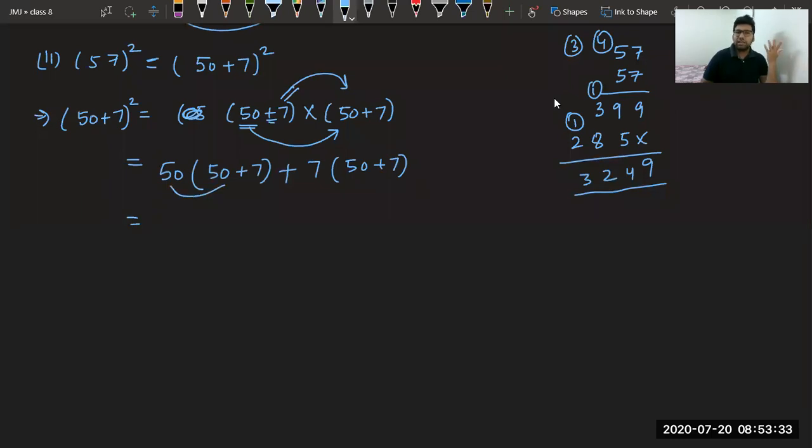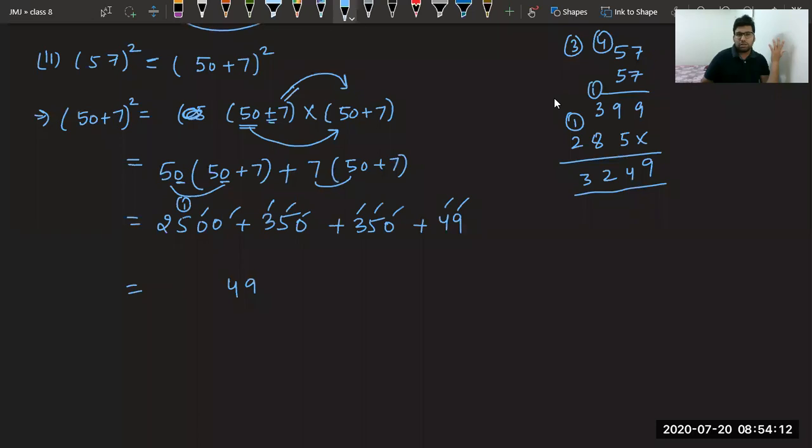50 into 50 is 25, and there are two zeros, so double zero. Plus 5 sevens are 35, 0 will come, plus 7 fives are 35, 0 will come, 7 sevens are 49. Now add the unit place, 9 will come at the unit place, then 4, 9, 14 and 0. So 4 will come, 1 will be carried over here, 5 plus 1 is 6, 9, 12, 2 will come, 1 is carried, 3.